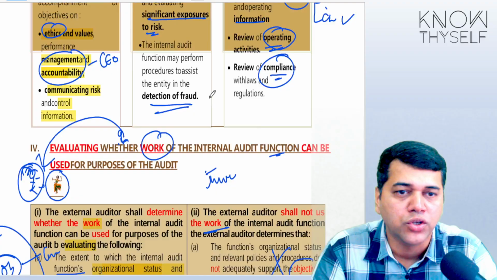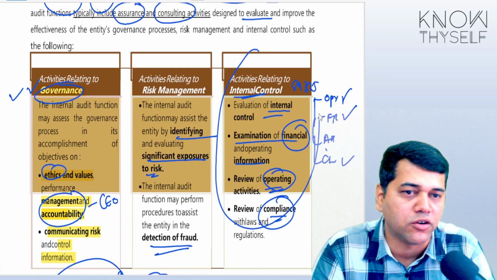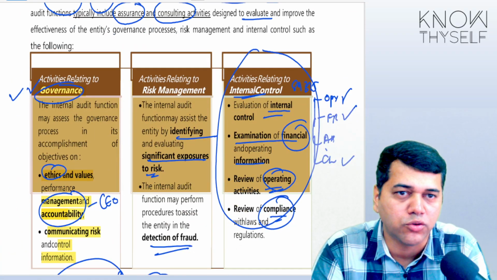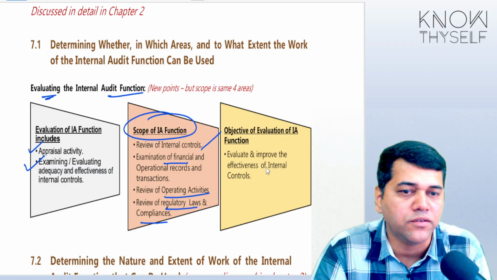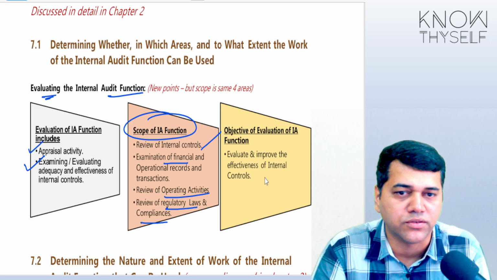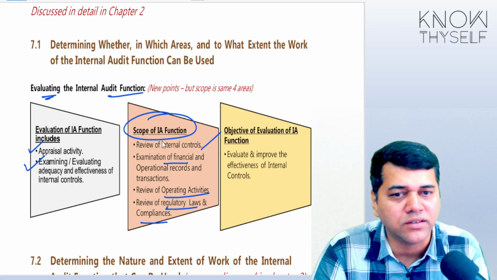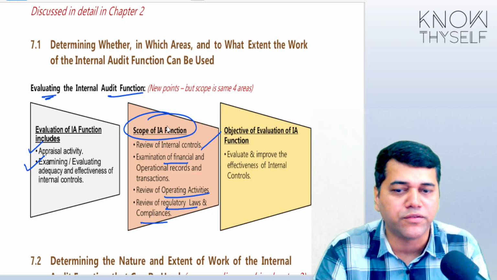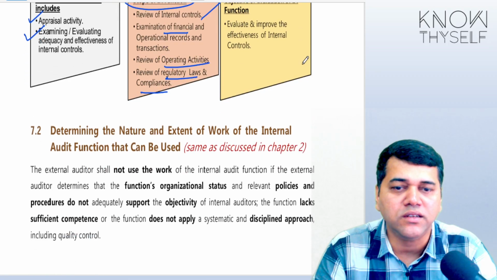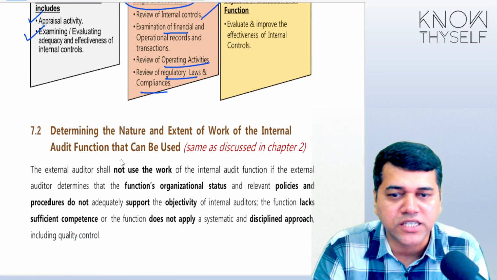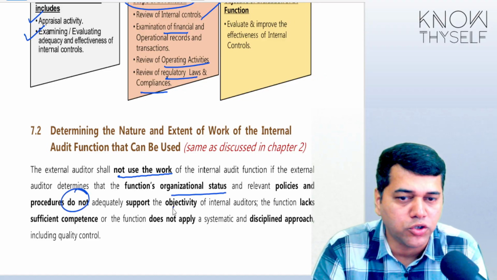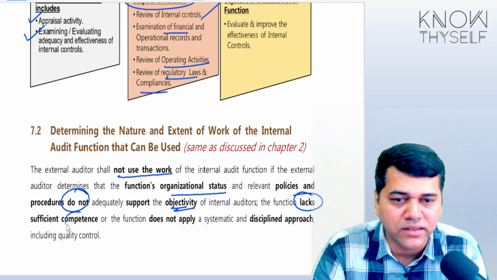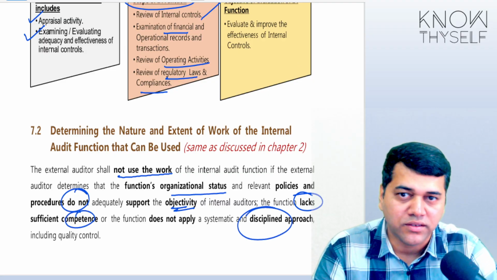So if I have to show you, this is what they are talking about. Activities of internal audit: the same four elements they have told. And the objective of evaluation is to improve the effectiveness of the internal controls. I don't know in which context they have given this, but it means the same scope and objective given in a different way. The first thing is determining the nature and extent of the work of the internal audit function. They say that you should not use the work if the organizational status does not support objectivity, it lacks competence, or there is no disciplined approach.